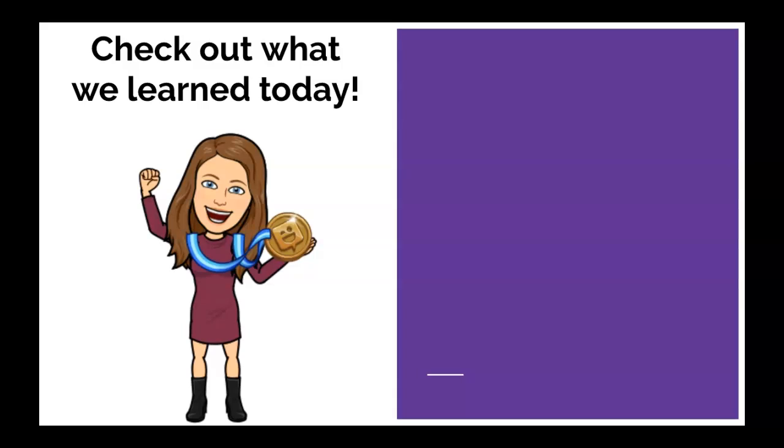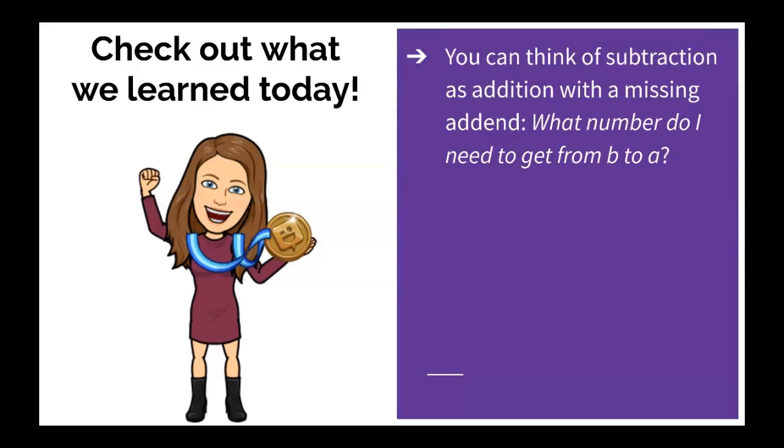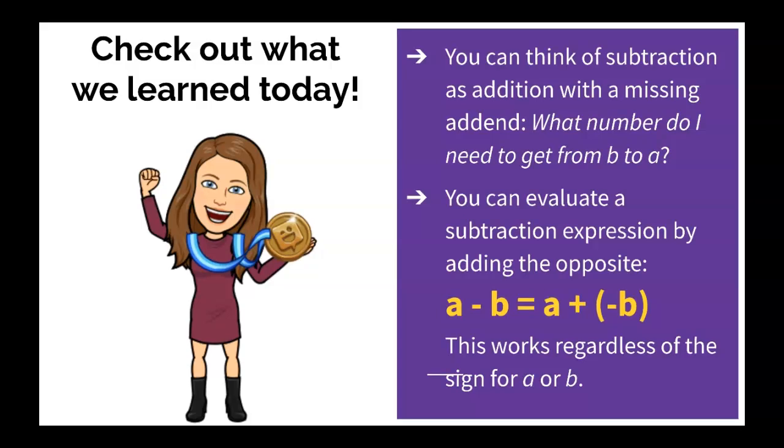Wow, we learned a lot today. Most important, you can think of subtraction as addition with a missing add-in. What number do I need to get from b to a? Or you can also straight rewrite the subtraction expression by adding the opposite. Every time you have a minus b, you could rewrite that as a plus the opposite of b. And that works no matter what sign a or b has.